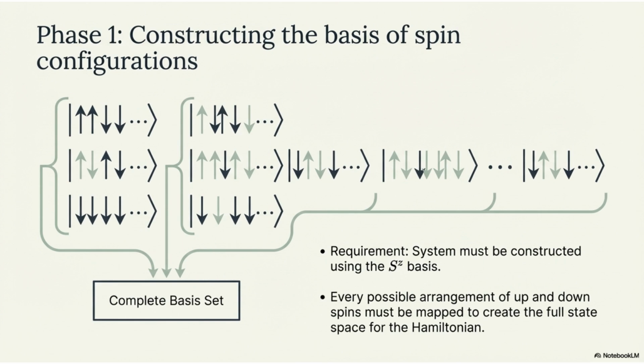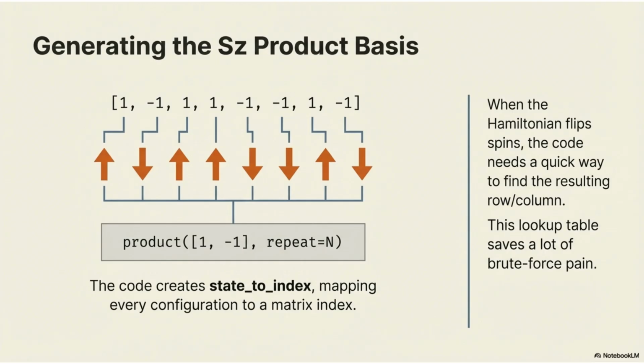Phase 1 is about constructing the basis of spin configurations. The system must be built using the Sz basis, mapping every possible arrangement of up and down spins to create the full state space for the Hamiltonian. To efficiently construct the matrix, we generate the Sz product basis, mapping every configuration to a matrix index via a state-to-index lookup table. This saves computational effort when the Hamiltonian flips spins.